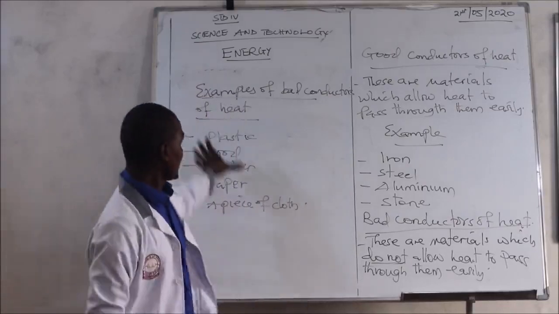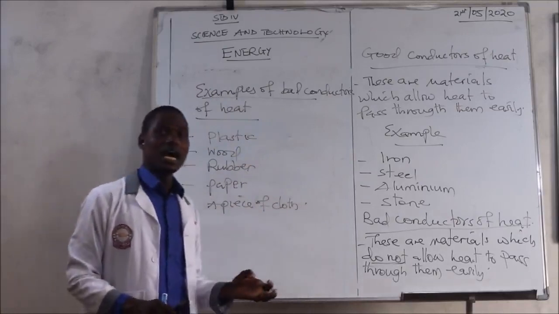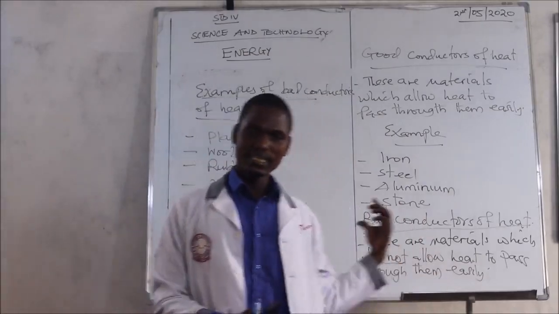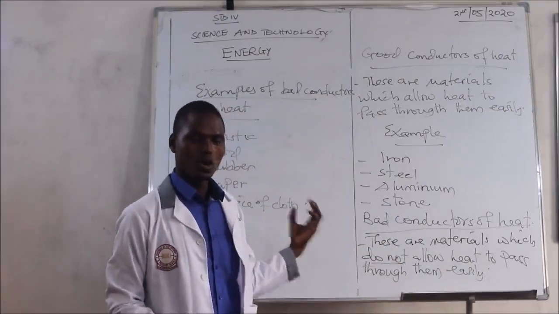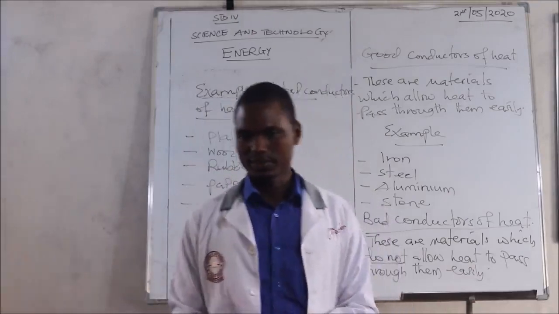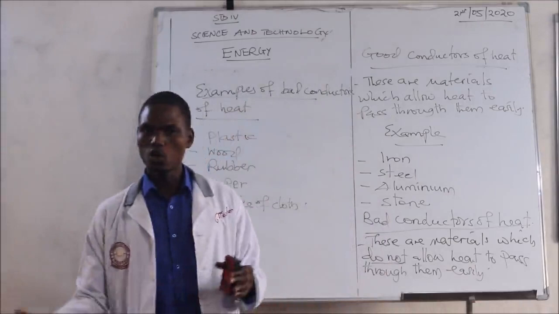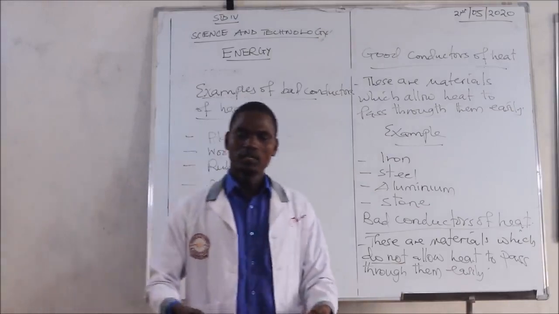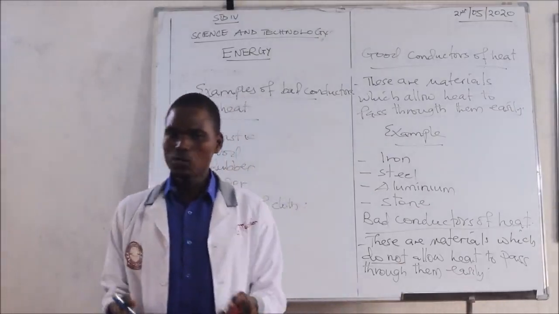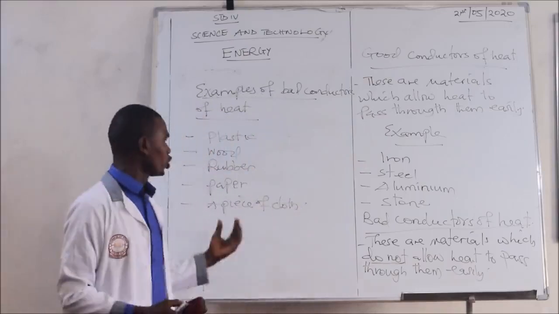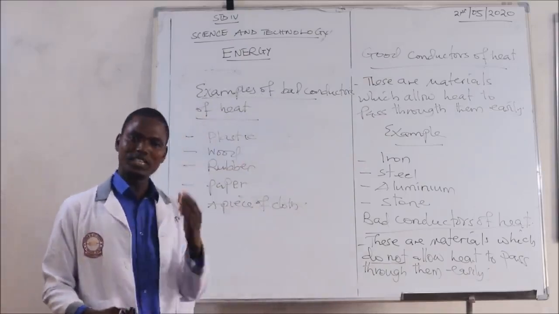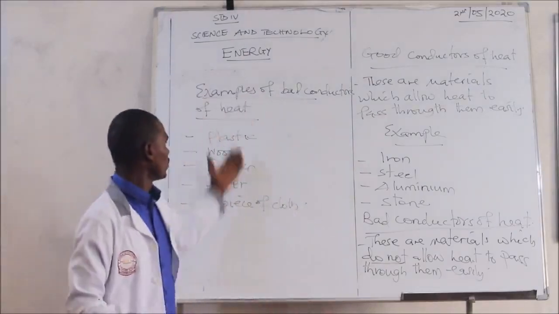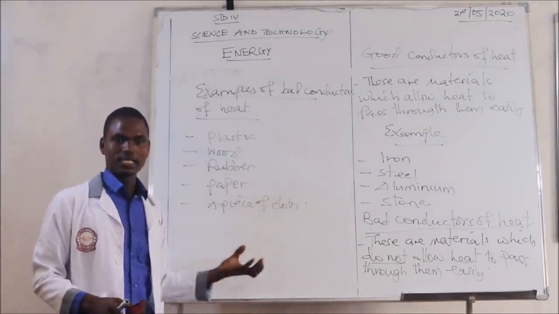The list of examples that I've given here are materials which do not allow heat to pass through them easily. These things help us prevent ourselves from burning. When we use materials which conduct heat, or when we use cooking devices, we need to hold them away from the source of heat. For us to prevent ourselves from burning, you will either choose to use either of these materials, or you will choose the material whose handle, we are talking of the handle, the place used for holding, is made of either of these materials.